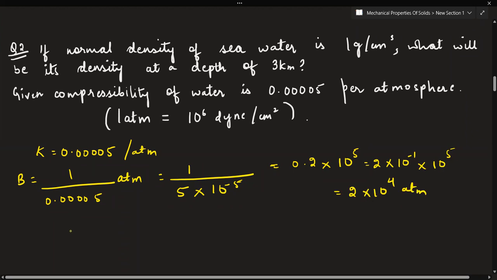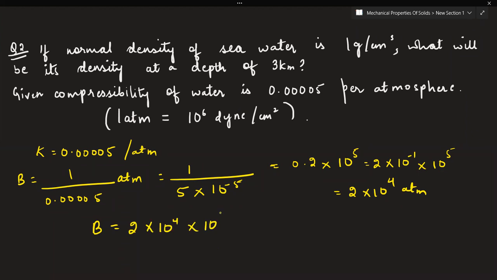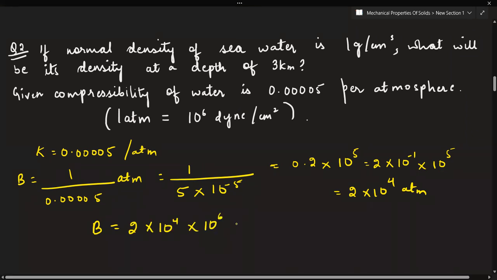Fine? Okay, now we'll be converting it into dyne per centimeter square. So bulk modulus is 2 into 10 to the power 4 multiplied by 10 to the power 6. So this is equal to 2 into 10 to the power 10 dyne per centimeter square. This much is clear? How we have got the bulk modulus?